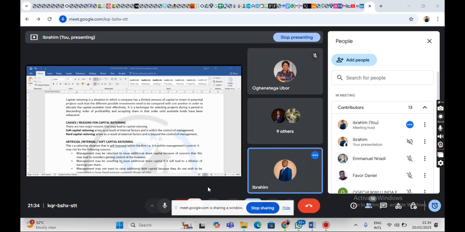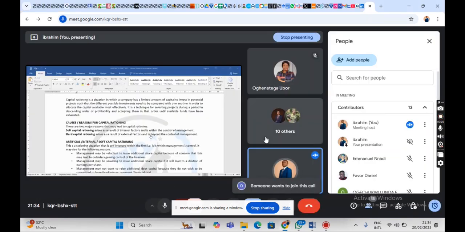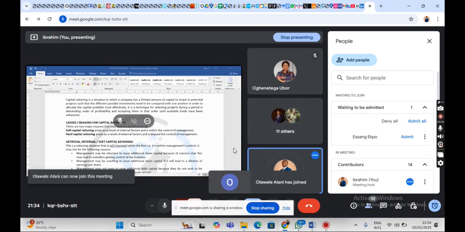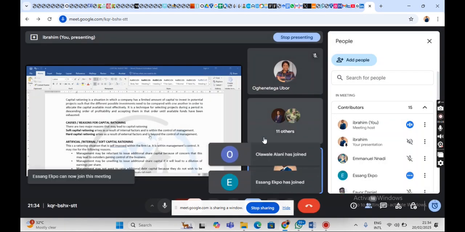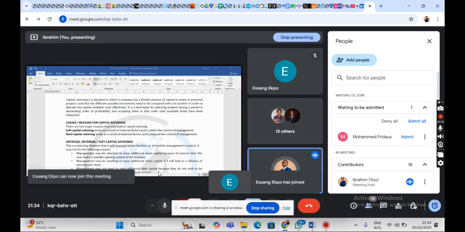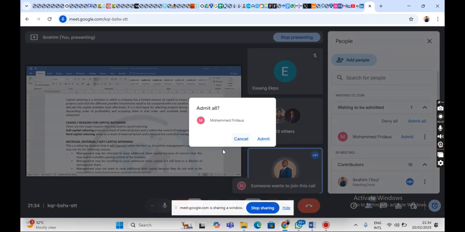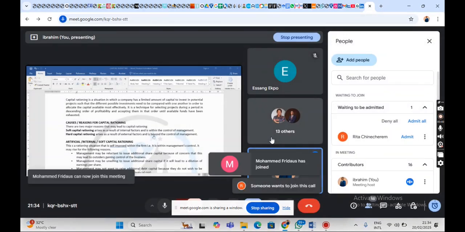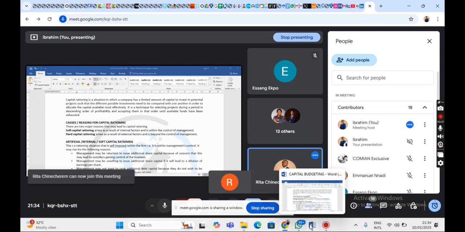So, as I was saying, capital rationing, then the causes of capital rationing, you can see it on my screen. It shows both the internal and external factors, right? So management may be reluctant to issue additional share capital because of concern about gain control and all that. So we can read this part off, then we can move ahead, right?